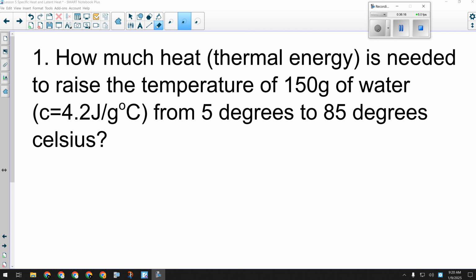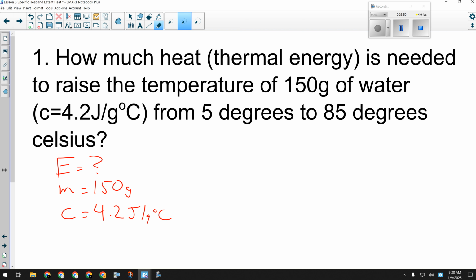Okay, so just like any other problem we've ever done, you want to write down your givens. So it's asking how much heat. What part of the formula am I looking for? E, yeah, so I'm looking for E on this one. Okay, is needed to raise the temperature of 150 grams. What did they give me there? Mass. Okay, of water, whose specific heat capacity is 4.2 joules per gram degree Celsius. Okay, from 5 degrees to 85 degrees Celsius. So what's delta T? 80.